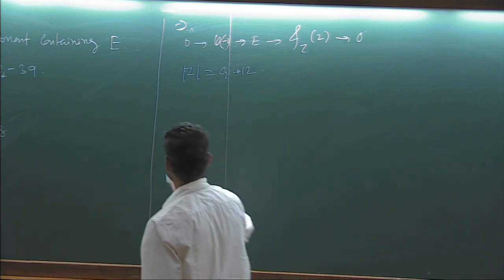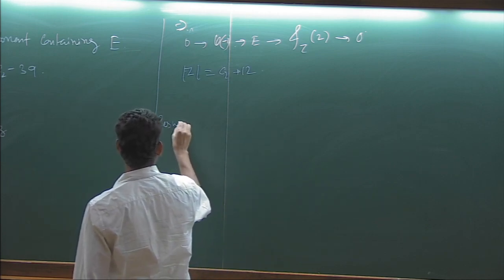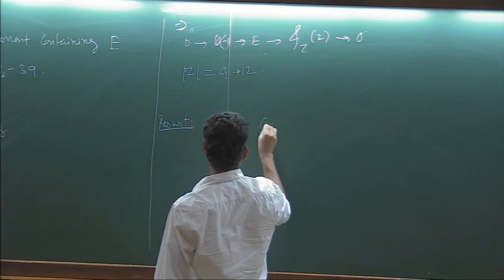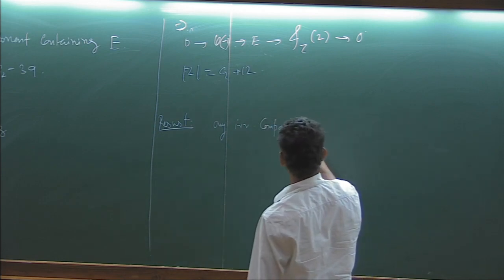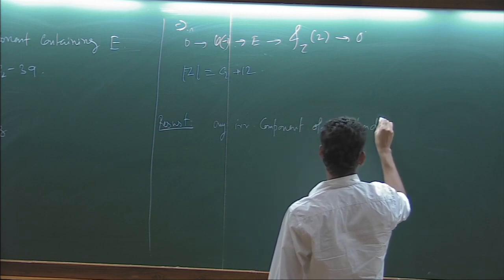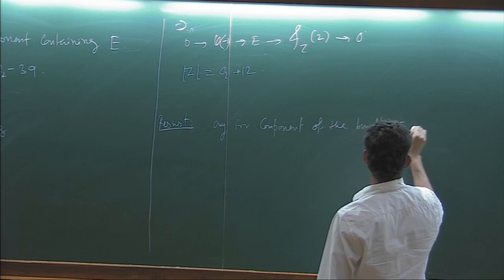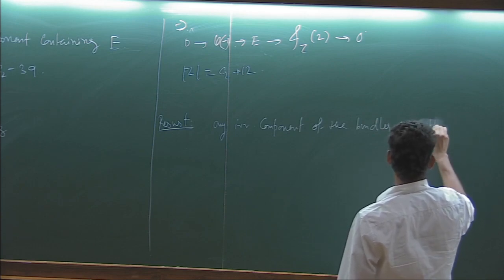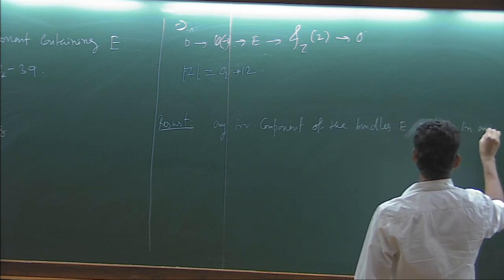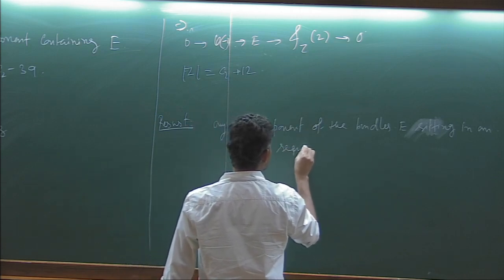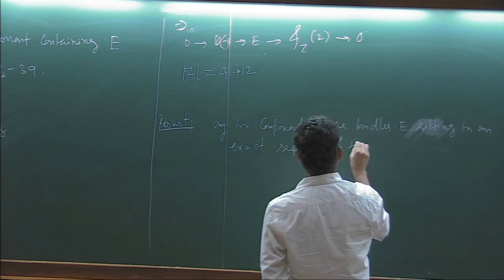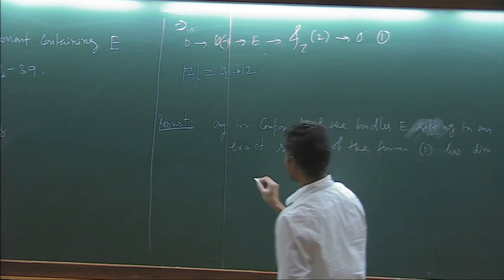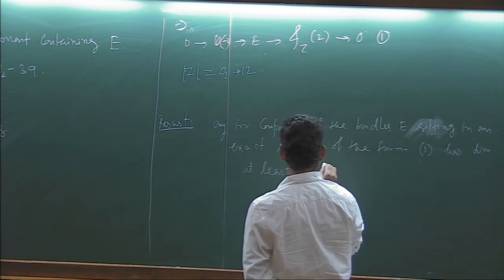Now there's one result due to Simpson and Mestrano. I just recall that. Any irreducible component of the bundles sitting inside an exact sequence of the form 1 has dimension at least, greater than or equal to 3C2 minus 20.